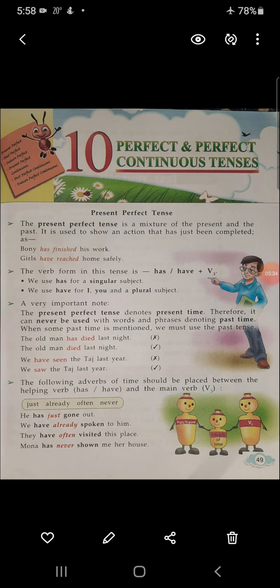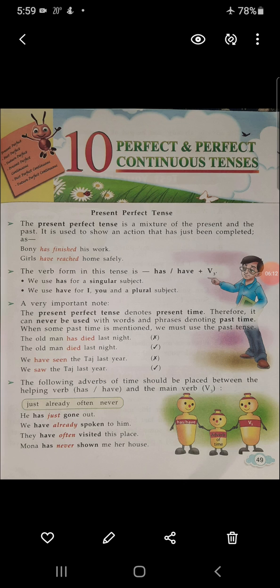The following adverbs of time should be placed between the helping verb, has or have, and the main verb. Sometimes we use adverbs also: just, already, often, never. For example: he has just gone out. We have already spoken to him. They have often visited this place. Mona has never shown me her house. Just, already, often, never: these are the adverbs.